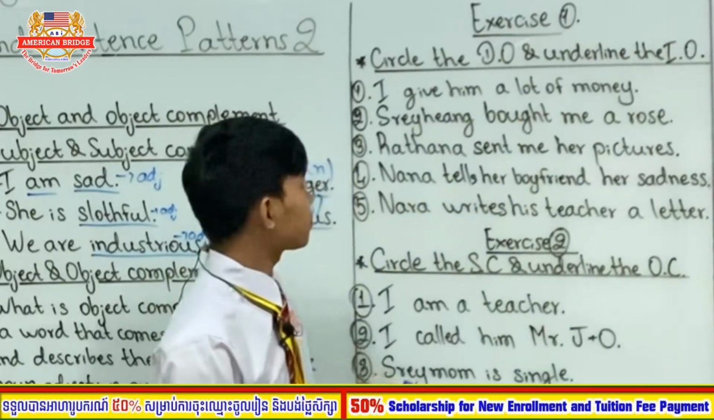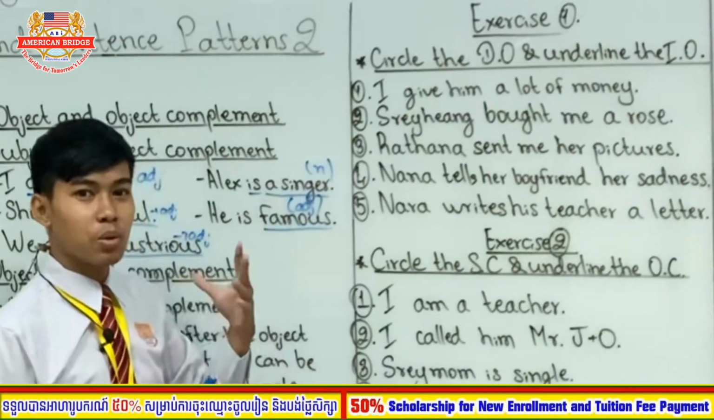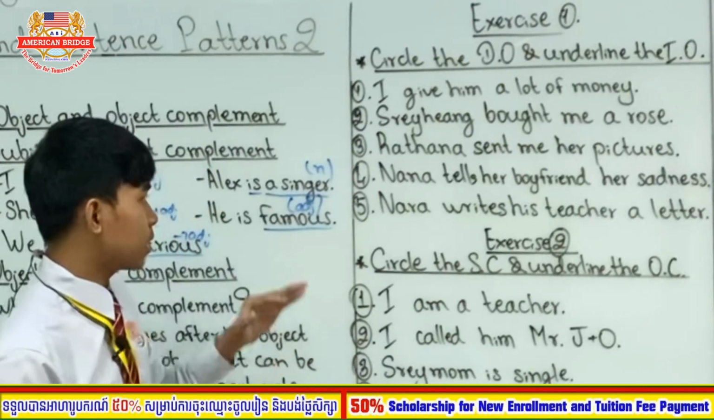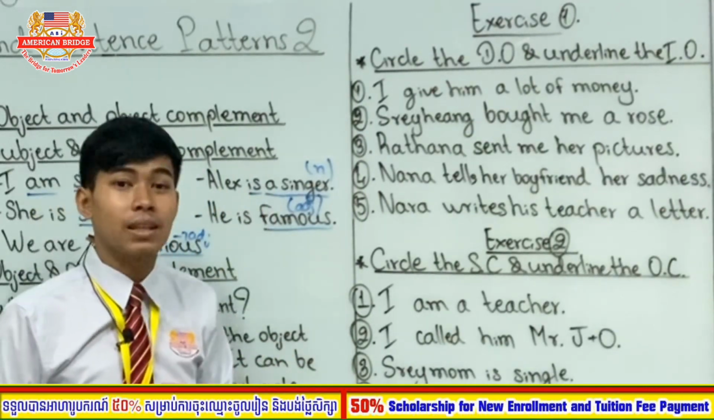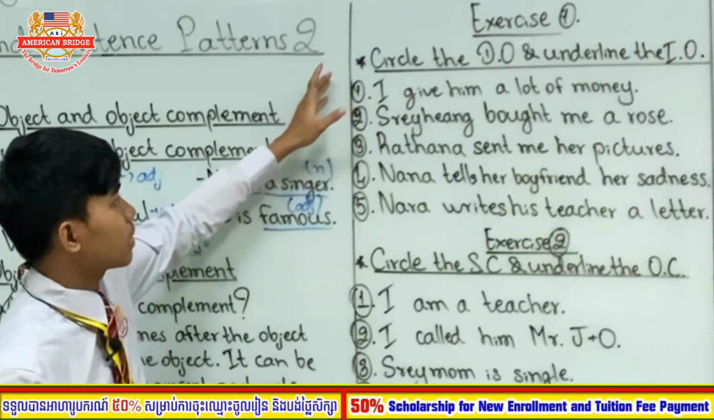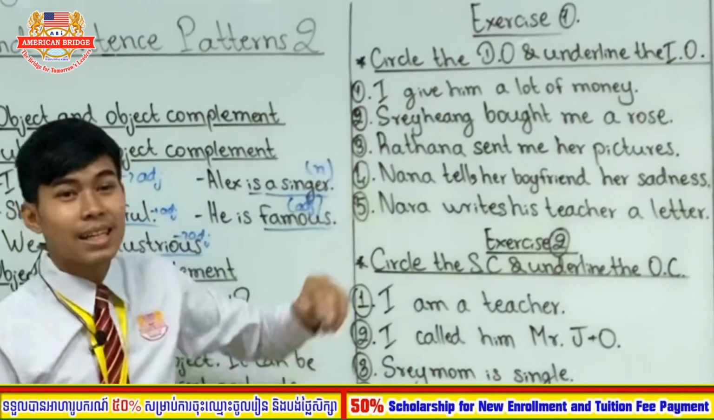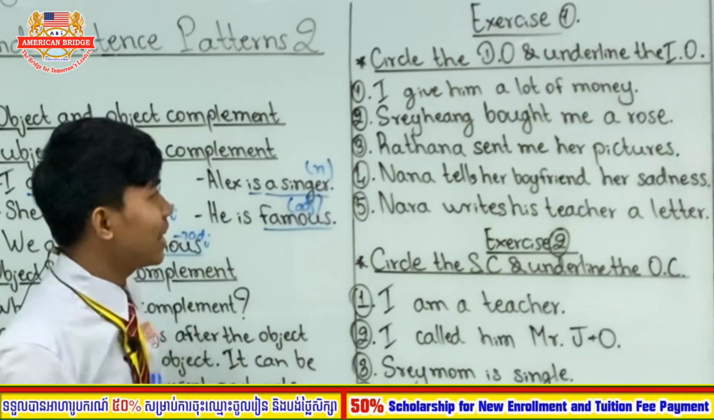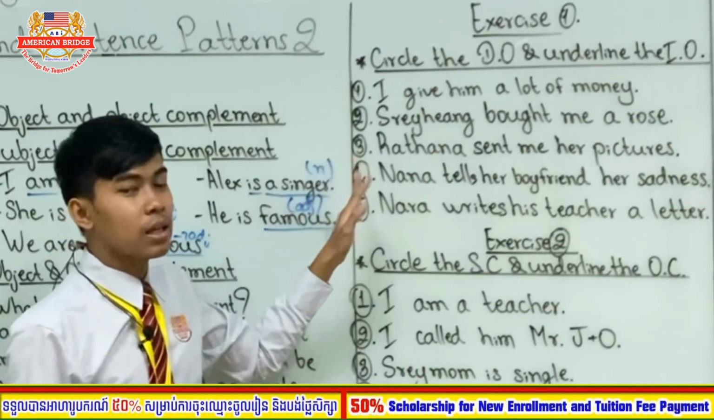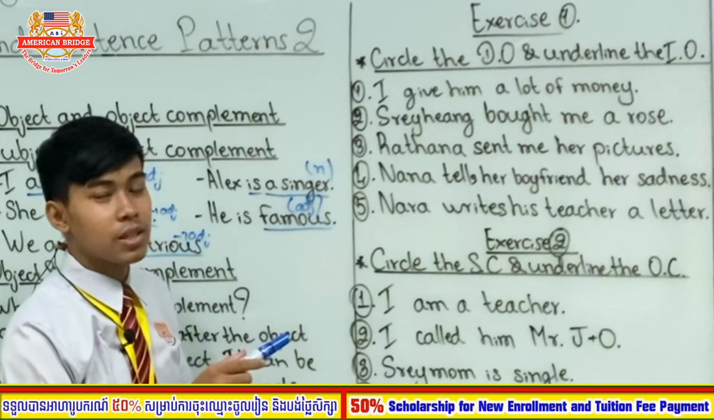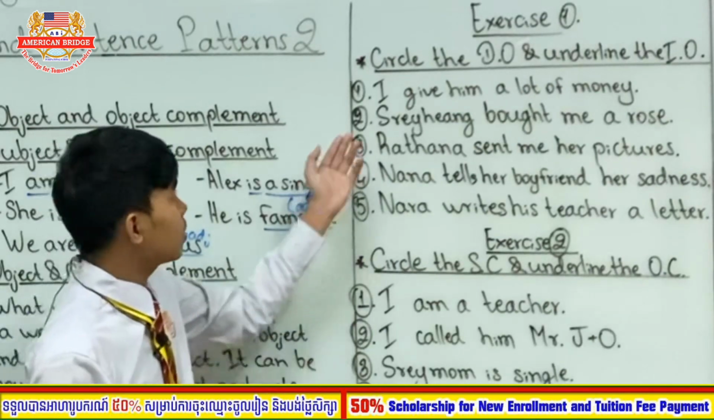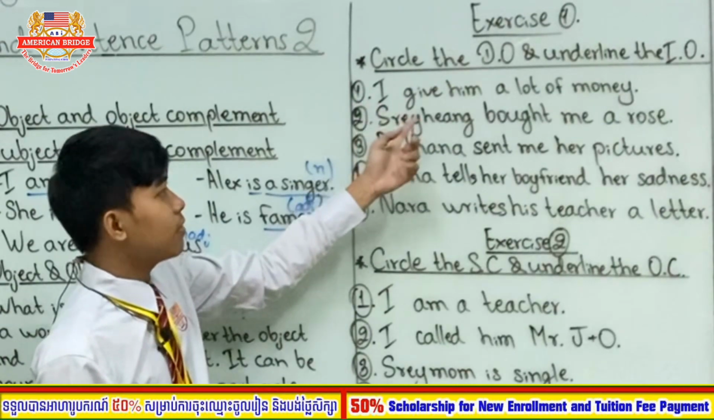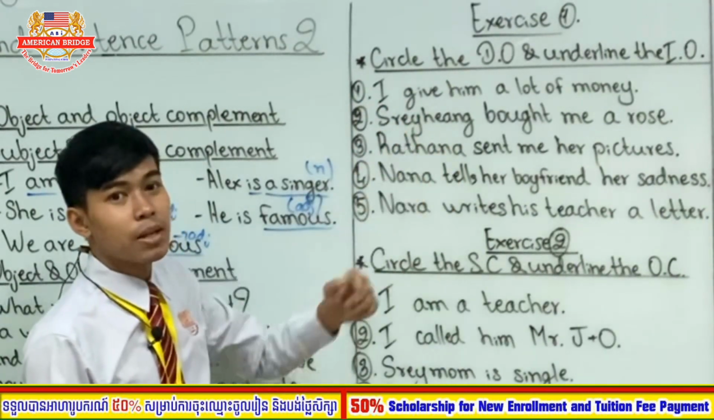So now let's go to our exercise. There are two exercises like I told you a few moments ago, exercise number 1 and exercise number 2. In each exercise there are 5 sentences that you need to circle or underline. So now let's go to the first one altogether. Circle the DO, DO is direct object, and underline the IO, IO is indirect object. So when you see the direct object, just circle it. When you see the indirect object, just underline it. Okay, so let's look at exercise number 1, sentence number 1. I give him a lot of money.